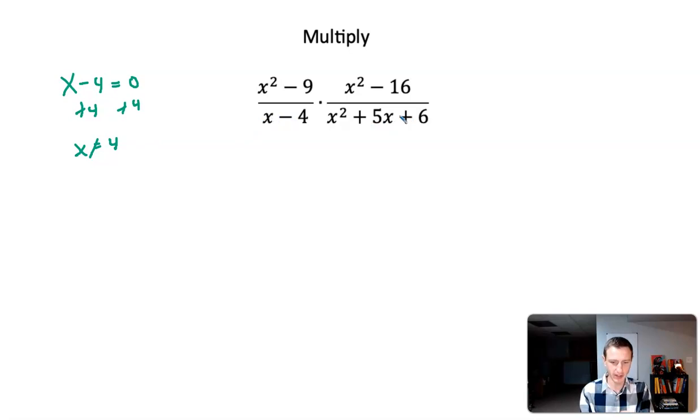Now right here, just glancing at that, I don't know what that is. So here's what we have to do now. Here's our next step: we want to factor everything, because at the end, after we factor everything, here's the process that we want to take.